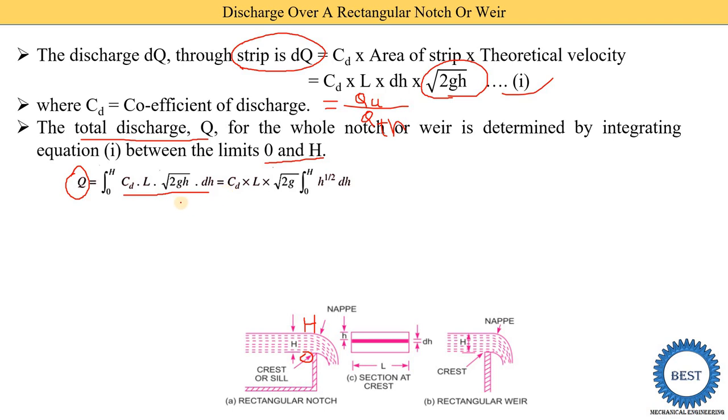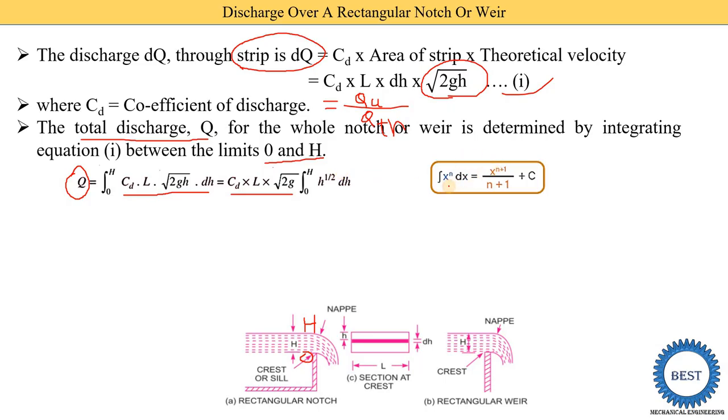We do not need to integrate the constant parameters: Cd is constant, L is constant, under root of 2g is constant, where g is the gravitational acceleration, which is also constant. So in this equation the only variable is the small h. Under root of h is also written as h raised to 1/2 power, and dh is as it is. So we need to do the integration of h raised to 1/2 power.